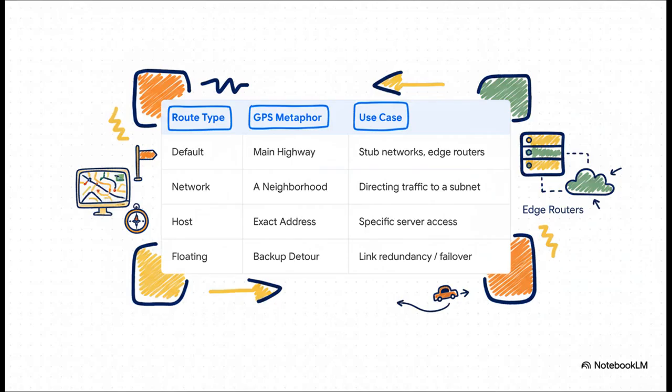Let's bring this all together. This table is a great little cheat sheet. We've got our default route, that's the main highway for any traffic you're not sure about. The network route gets you to the right neighborhood. The host route takes you to a very exact street address. And finally, the floating route is our pre-planned backup detour. Each one is a specific tool for a very specific job.